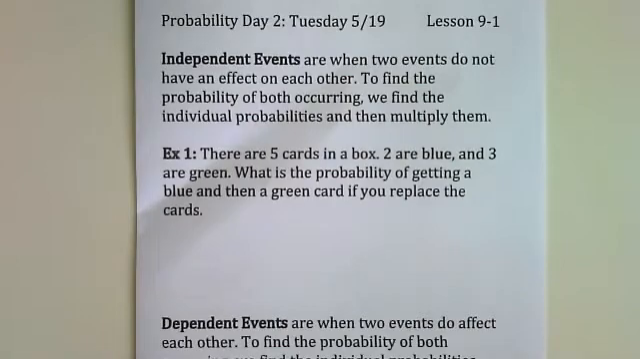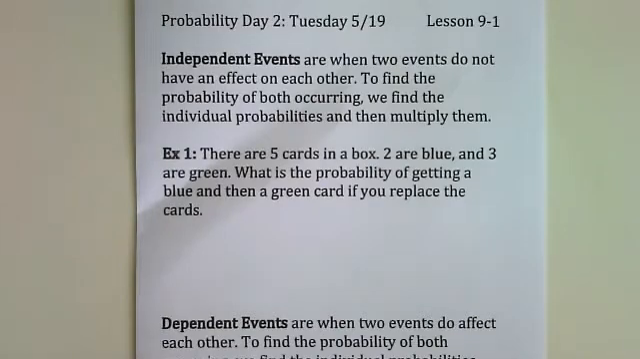So for this first example, we have 5 cards in a box. 2 are blue and 3 are green. What is the probability of getting a blue and then a green card if you replace the cards? Okay, so this is independent because after I pull that first card out, I'm putting it back. So it's just like I'm restarting all over again. It's not affecting the second time that I pull that card. So we're going to find the individual probability of each, and then we're multiplying them together.